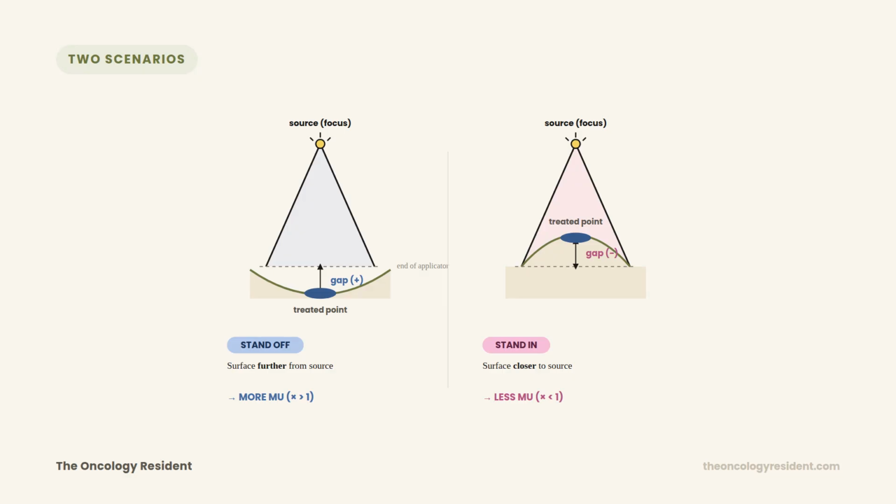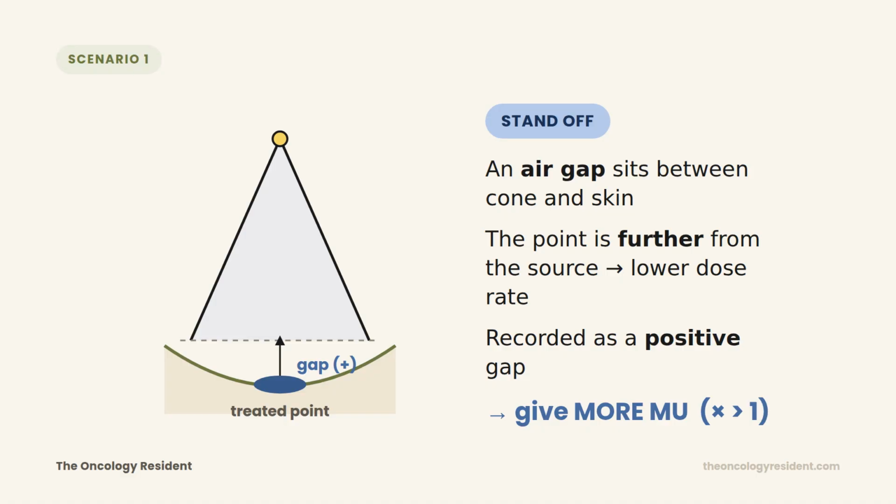On the left in standoff, there's an air gap between the applicator and the skin. On the right, stand-in, tissue bulges up into the applicator. Let's take them one at a time. Standoff first. When there's a gap, the point you're treating sits further from the source than the machine assumes, and further away means a lower dose rate, inverse square again. So to still reach your prescribed dose, you have to give more monitor units. We record standoff as a positive gap, and the correction factor is greater than 1.